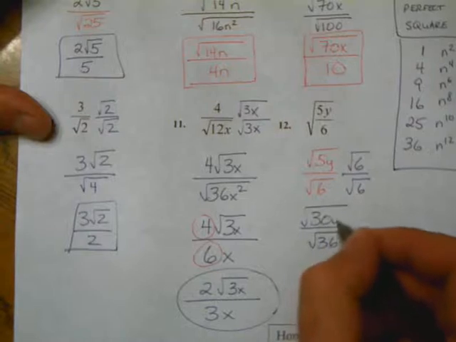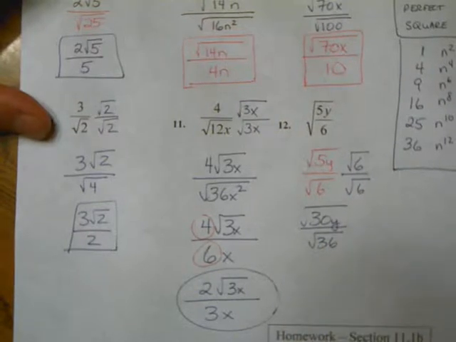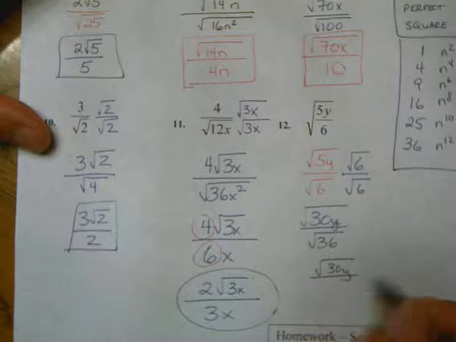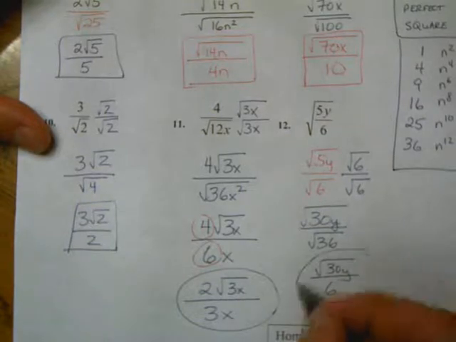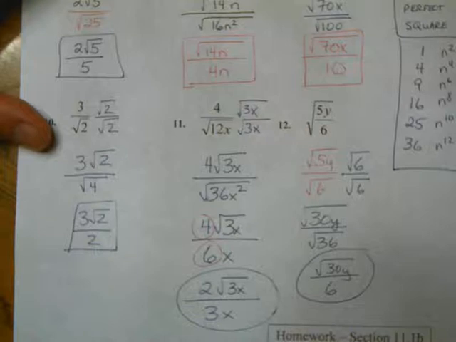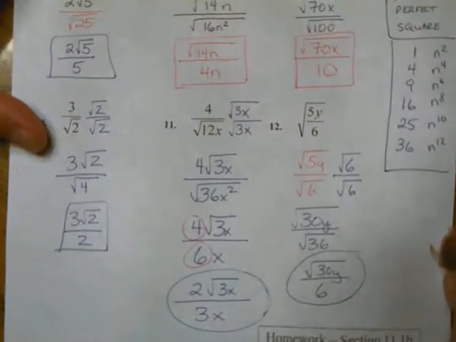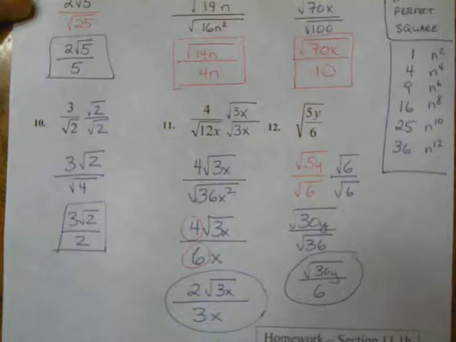Our last one, we have root 5y over root 6. And what I've just done is broken it up into 2 parts. I'm going to multiply the bottom and the top by root 6 because that's going to give me the square root of 36 as a goal on the bottom. The top's just going to drag along and become root 30y. With the top dragging along as root 30y, the denominator instead becomes just a simple 6, and so there's our solution there.